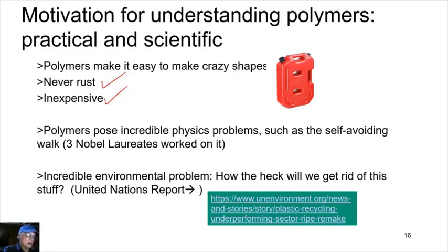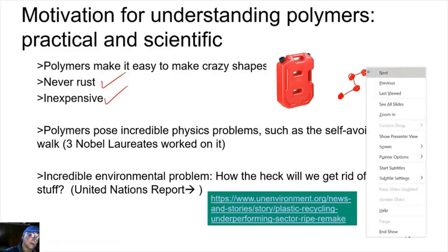From a scientific point of view, they pose the most amazing physics problems. One of those is the self-avoiding walk. At least 3 Nobel laureates have worked on that problem, and they basically have it now. Self-avoiding walk is, I start off here, and let's say I've had a little bit too much to drink, which I shouldn't have done, but I did it. So I go this way, and then I randomly step in that direction, and then I randomly step in this direction, and randomly step.